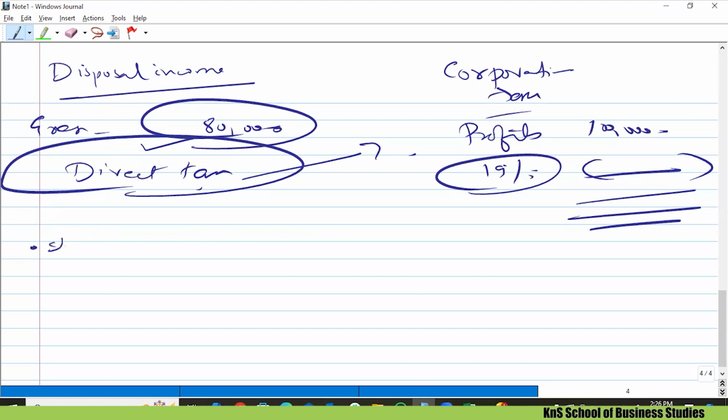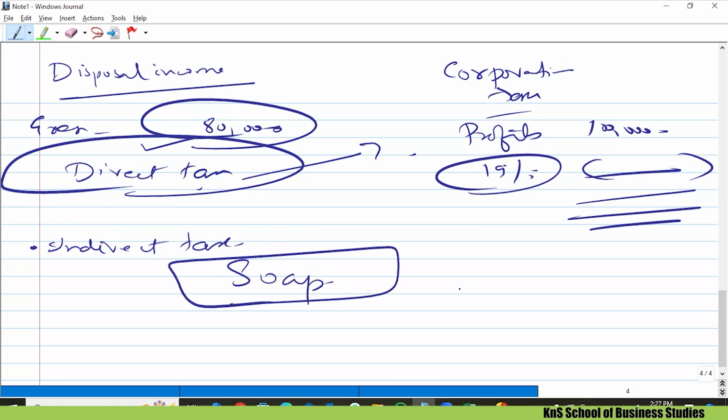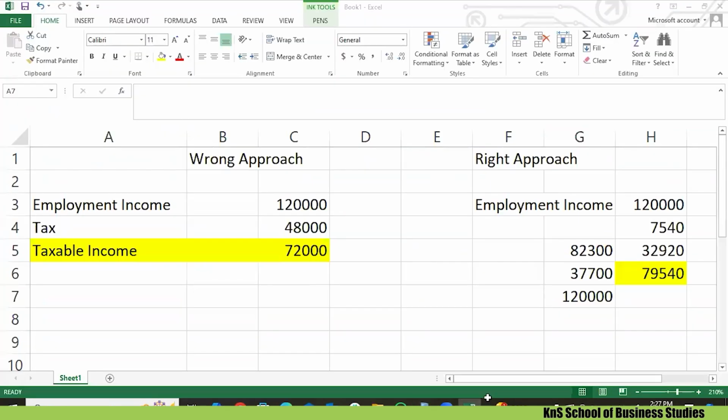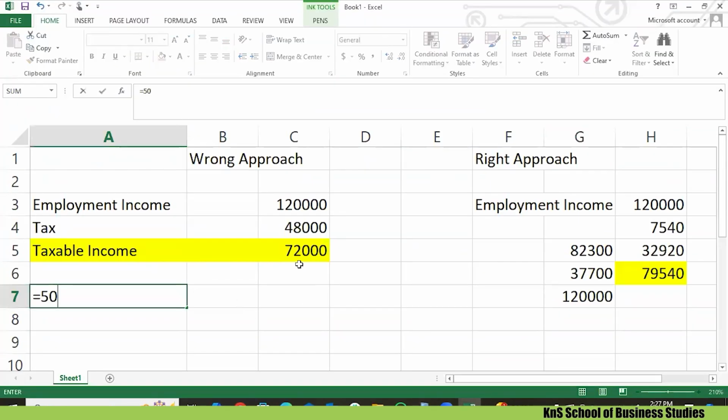Next, if I talk about the indirect tax, this is concerned with consumption. Let's suppose I'm going to buy a soap. The price of the soap is, let's suppose, $50, and there is a condition with it that there is a 2% VAT on it. Then what will happen? Actually, the price would be this. Let me also do it over here to get quicker answers.